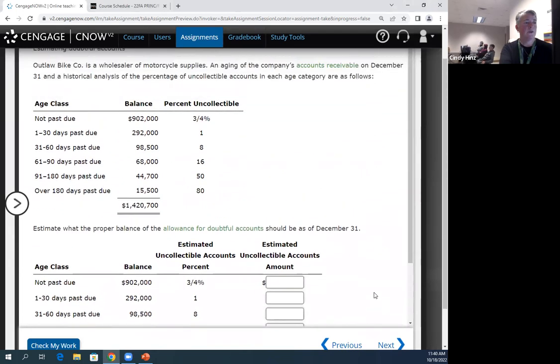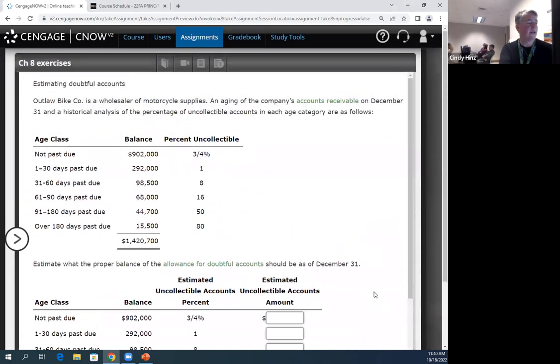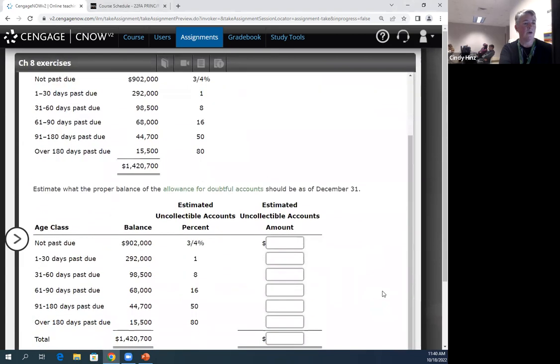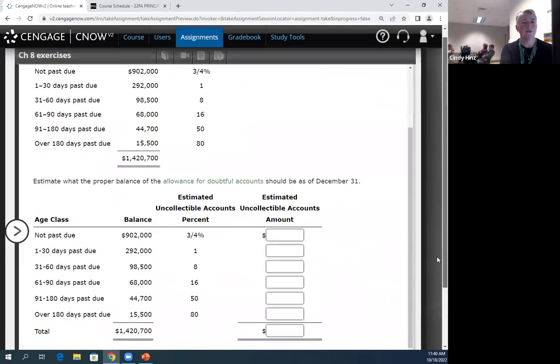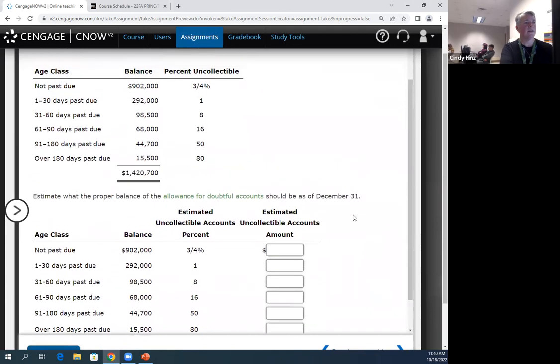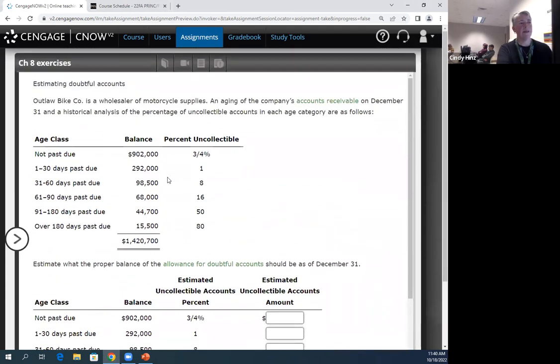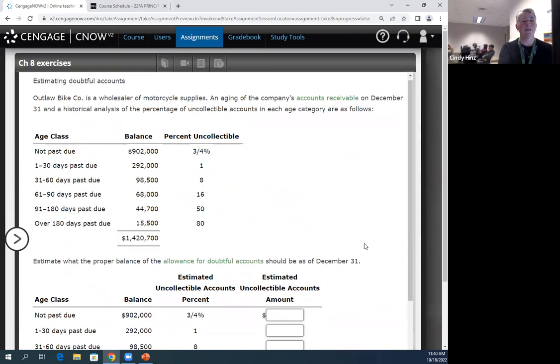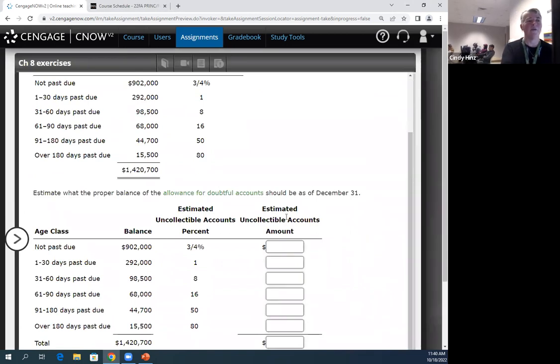I'm going to pause just for a moment here. I'm going to pause the recording and ask you to try this exercise on your own. It is very similar to what we just did in the previous exercise. We have Outlaw Bike Company. They are owed $1.4 million, and they're trying to determine how much they need to have set aside in that allowance account. So you're given the balance for each one of their categories on their aging.